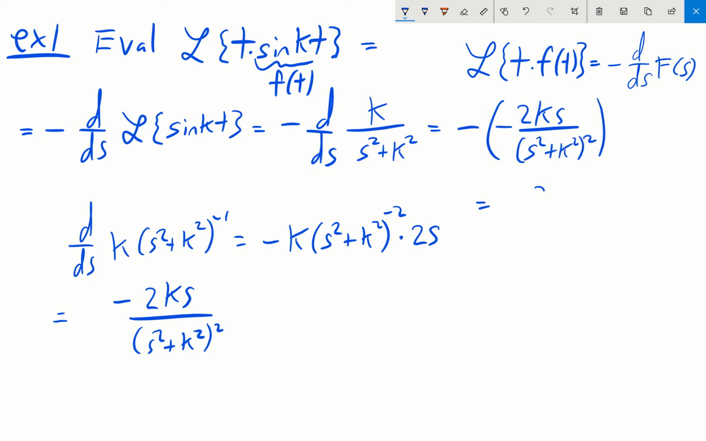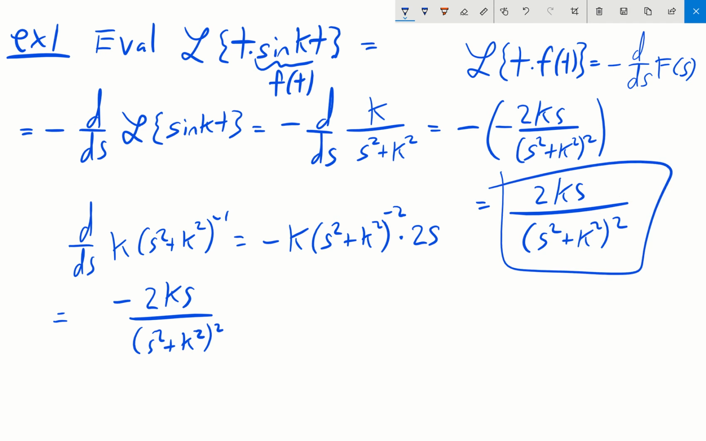And so for our final answer, we're going to get a positive 2ks divided by (s squared plus k squared) squared. And that is much, much simpler than having to do the formal definition for the Laplace transform of this function t times the sine of kt. So again, the benefit to this new theorem is that, in addition to telling us what happens with derivatives, it also gives us a convenient way to find the Laplace transform of some power of t times some function whose Laplace transform we know ahead of time.